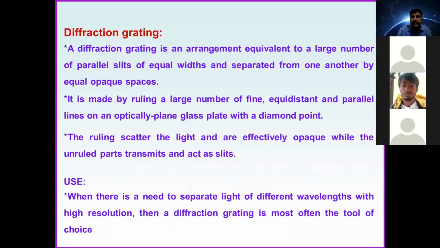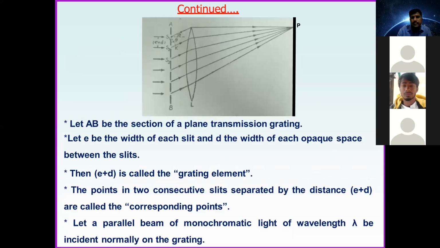Now about the grating, you should keep in mind the number of slits should be more, and they have equal width and equal opaque spaces. You have to place the ruler which can scatter the light, and whatever comes is equal, due to that you have effective opaque between the slits. Usage we already discussed.